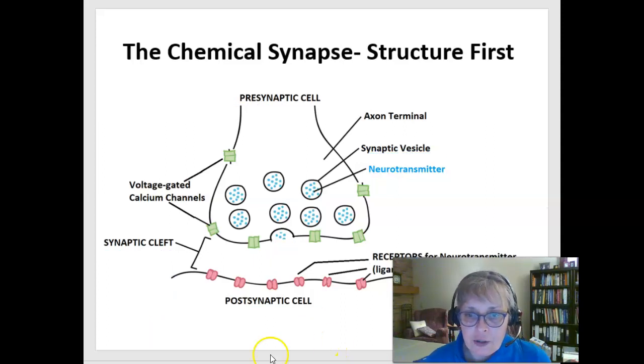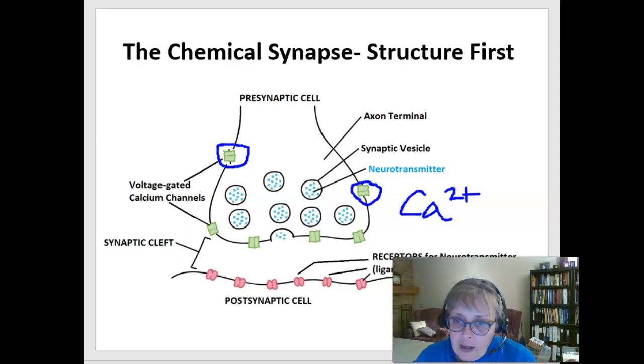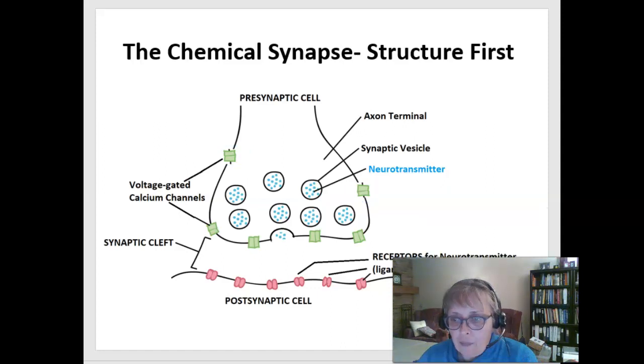Now there's some other structure I didn't mention, and these are the green channels, and we're going to look at what they do. Calcium has a gradient that's high on the outside and low on the inside, so it gets into the cell. I'll mention this one more time.